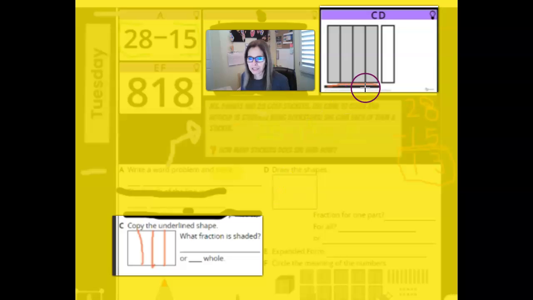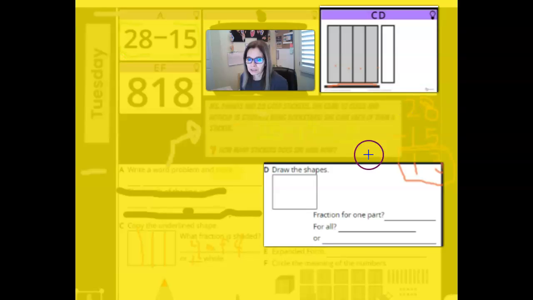Then it says what fraction is shaded. So I see 1, 2, 3, 4 pieces are shaded. So I'm going to say 4 parts of 4. There's 4 altogether, and all of them are shaded, so one whole thing is shaded. See that? Let's go on to D.